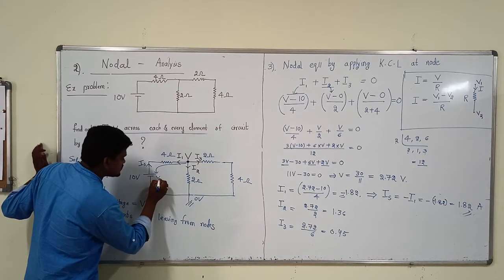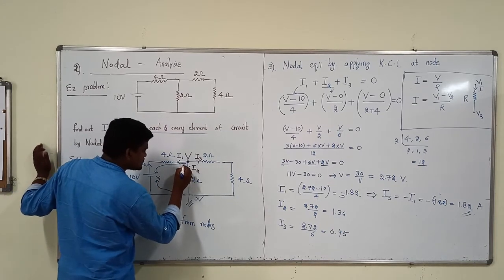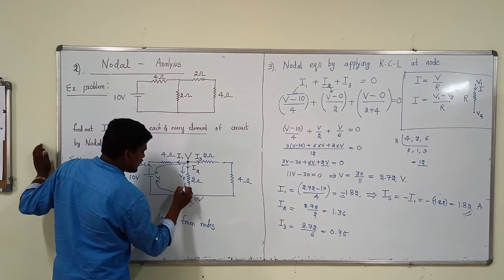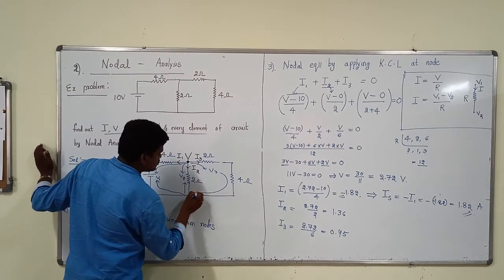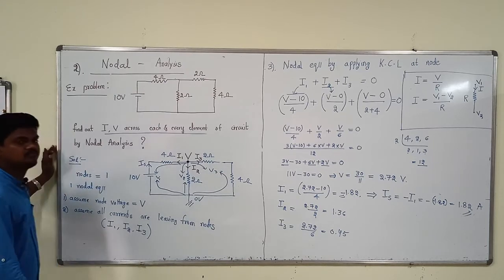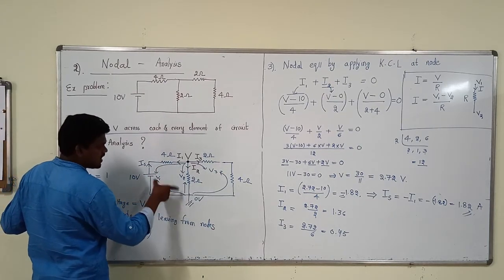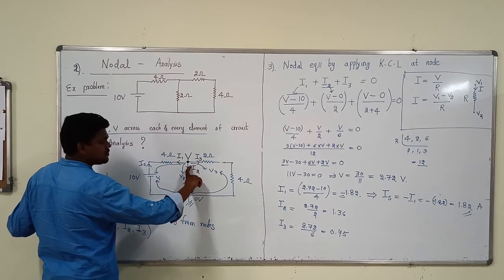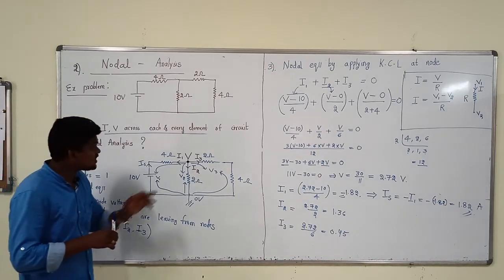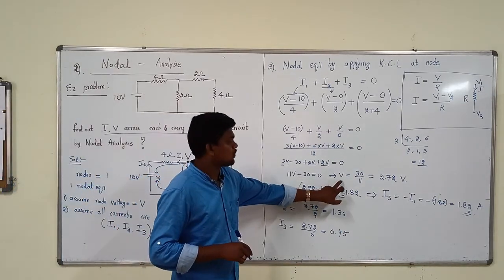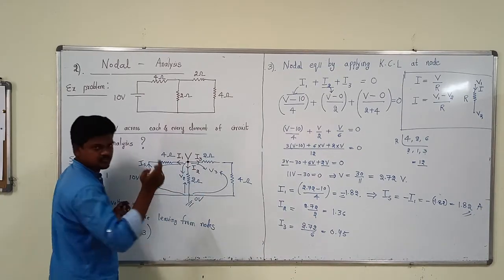For example, assume this is the V1 value, this is the V2 value, and this is the V3 value. All are the same. That means the drop across this branch, this branch and this branch is the same. That's why the V value is 2.72. Look at here, this value 2.72, this value 2.72, this value 2.72.